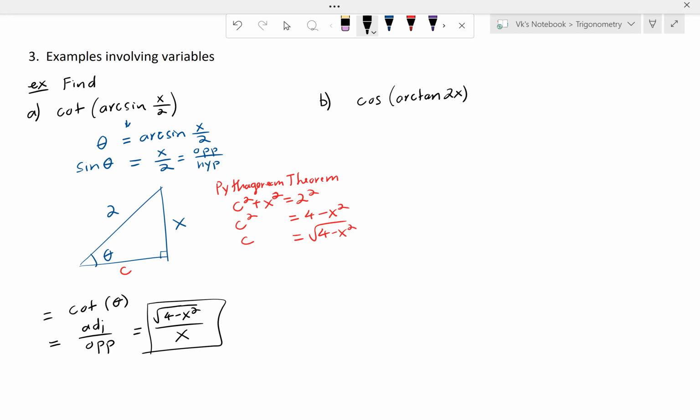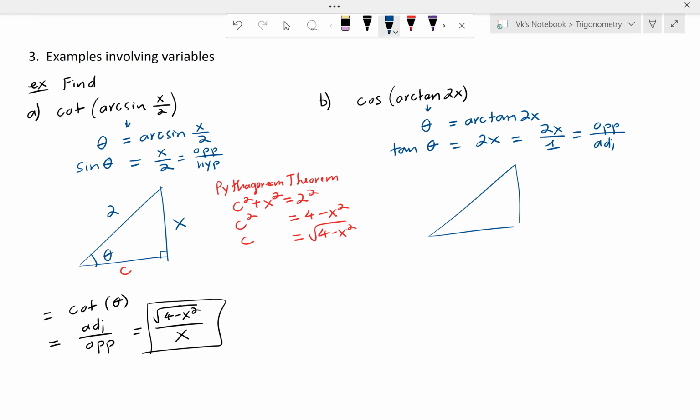Let's take a look at another example. B, cosine of arc tangent 2x. Similarly, there must be some angle theta such that that angle is exactly arc tangent of 2x. So tangent of the angle theta is 2x. 2x is the same as 2x over 1. So 2x is opposite, 1 is adjacent. And then from there, we can sketch out the right triangle with the angle theta.